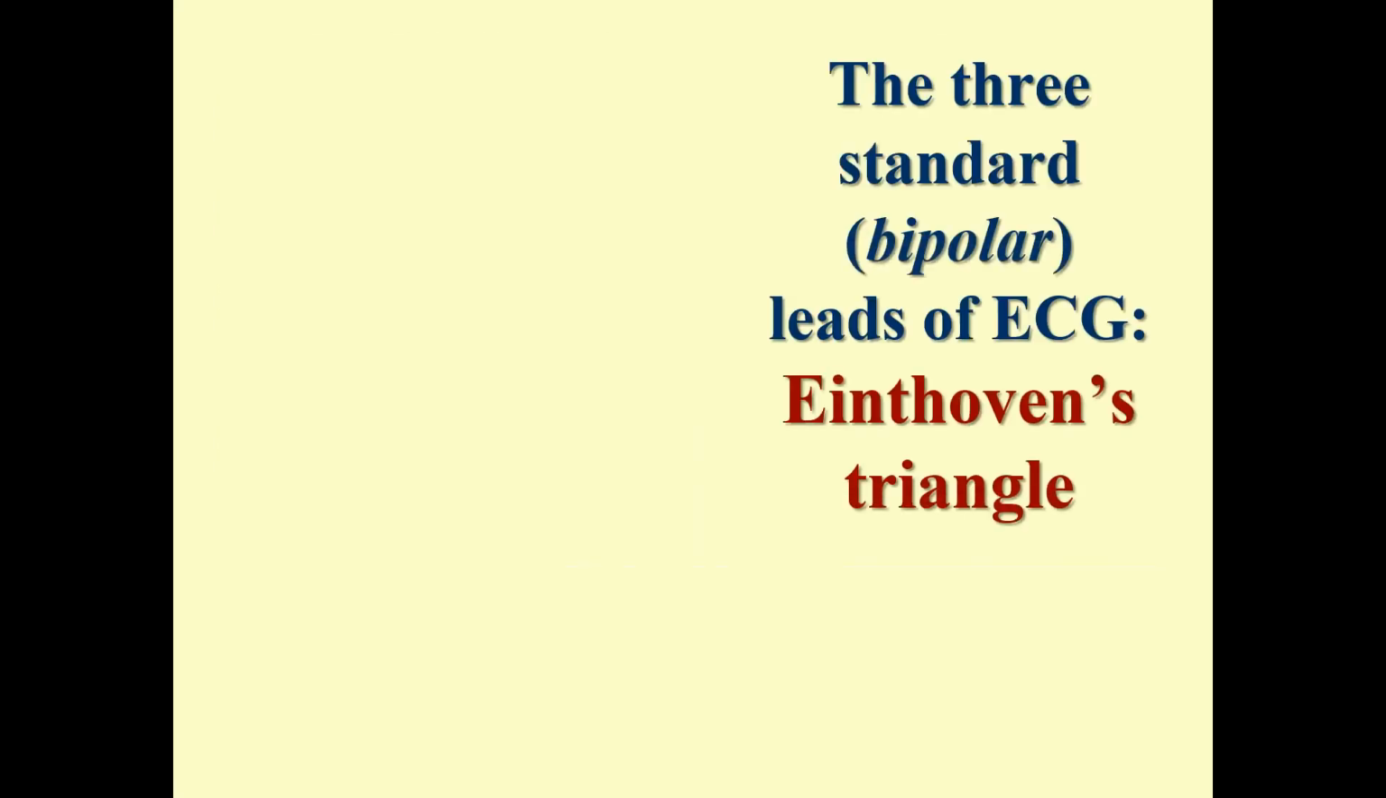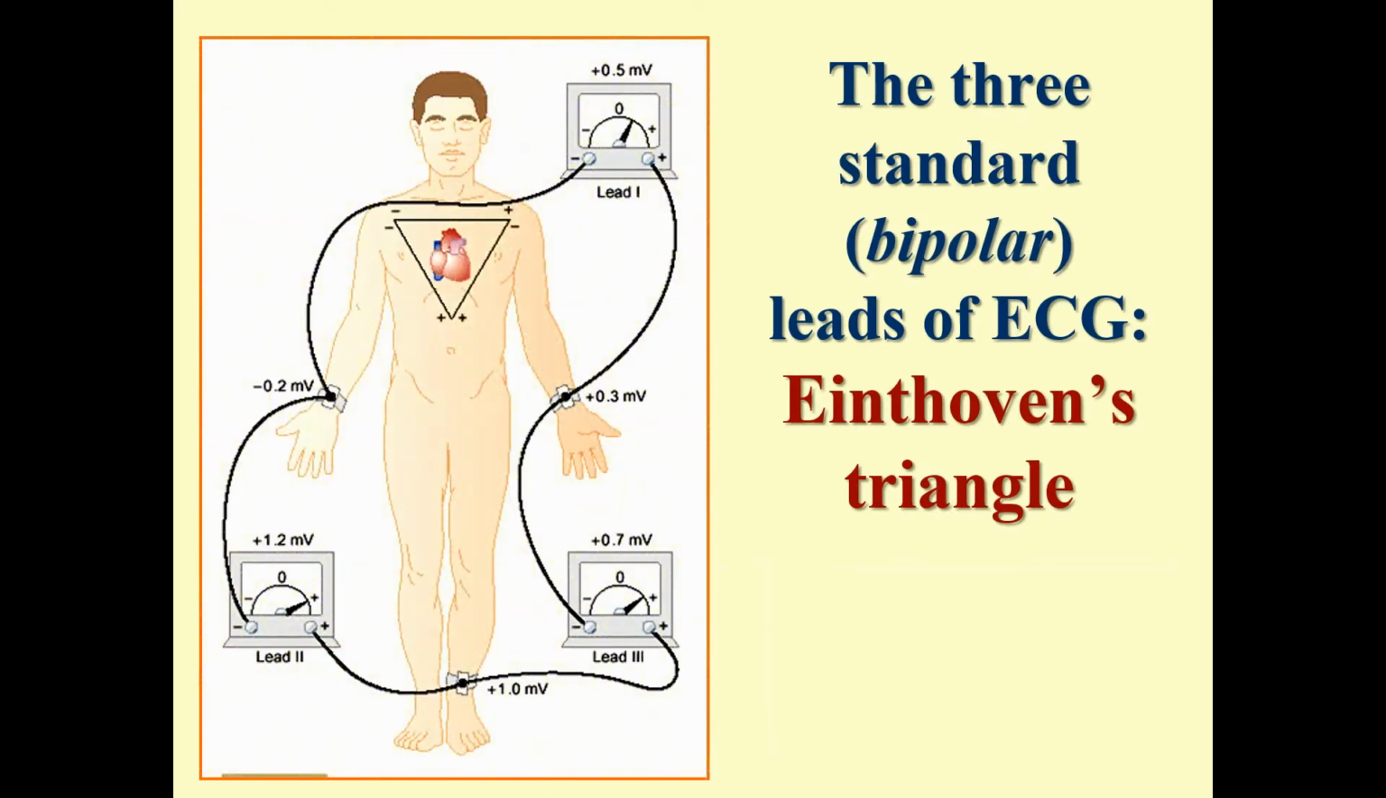So the standard leads of ECG were suggested by Einthoven, and they form a triangle. First, you should understand what a lead is. A lead is a pair of electrodes which records the difference of potential. And basically, ECG is a record of difference of potential.